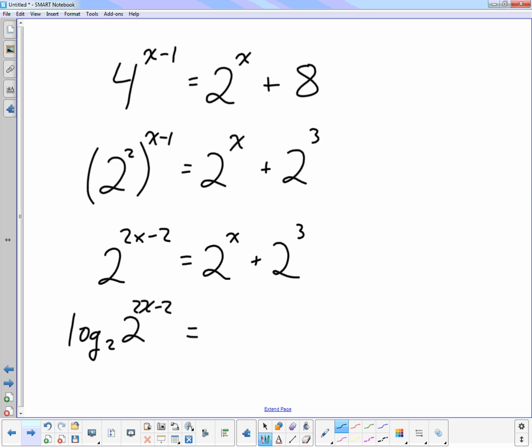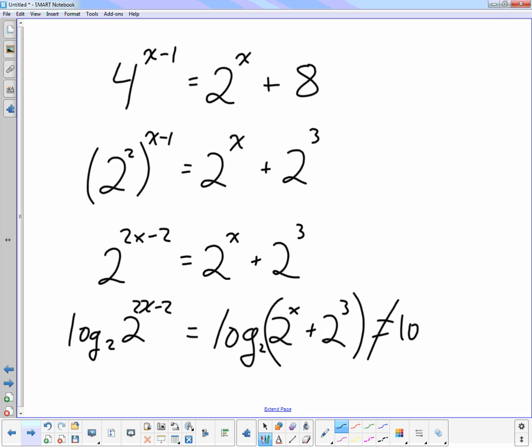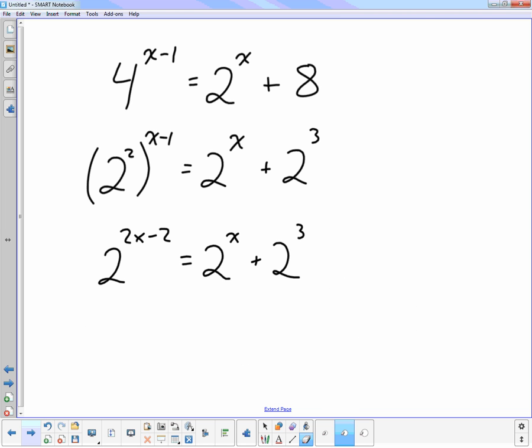By the way, you can't do this. If you did this, I'm just going to finish 2 to the x plus 2 to the third. You could not distribute that log around. You know what I mean? You couldn't do that. Esto no es bueno, amiga. Can't do it. So you're kind of stuck right here. So you don't. That's not what you do.